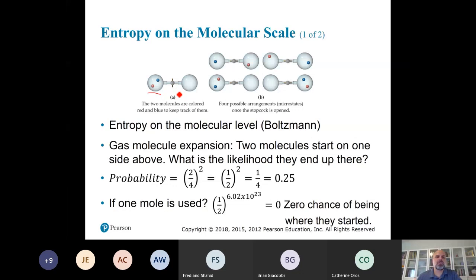These two molecules, they're colored, one's red and one's blue, so you can keep track of them, and they're sealed in the left-hand side of the container. If we then take the valve and we just simply open the valve, then both of these molecules have the ability to move, right? We can have the blue on the left and the red on the right, the red on the left, the blue on the right. We could have both of them on the left and both of them on the right. Okay, so there's four possible, what we'll call microstates, once you open up the stopcock valve.